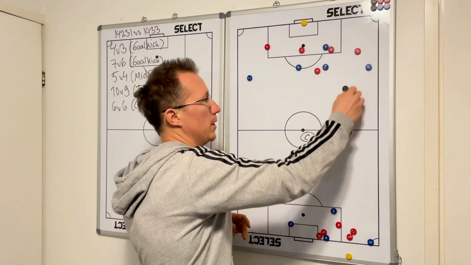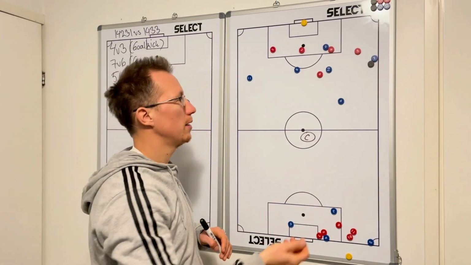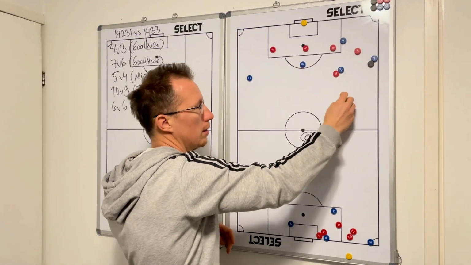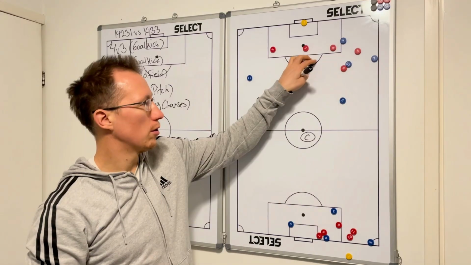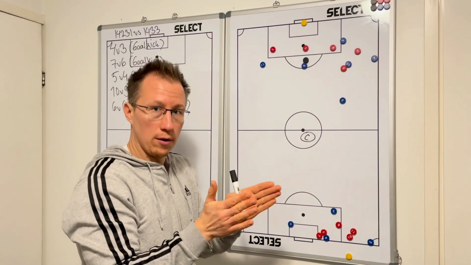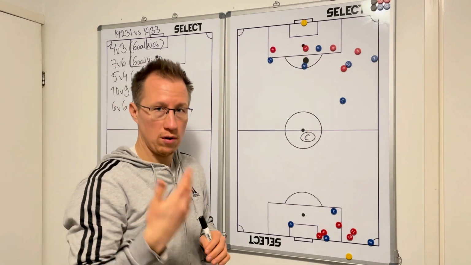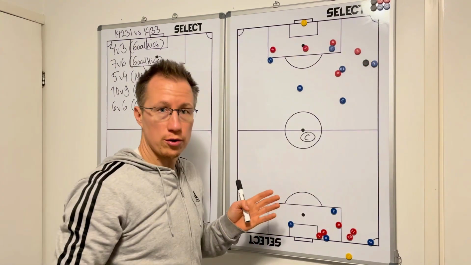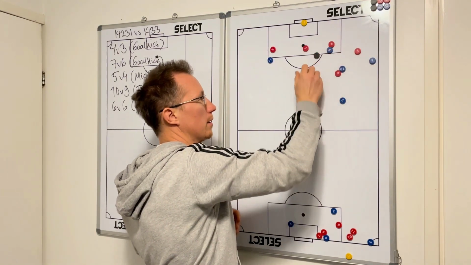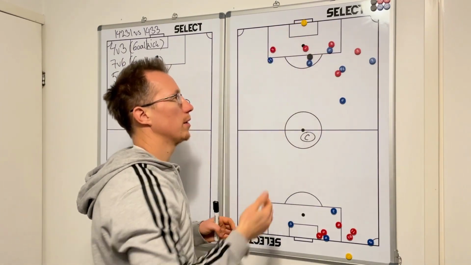Or you can use mini switches, like let's say again you have the ball on the right side. Let's say your number 10 is showing up, number 9 is making the run, and you play like a mini switch to number 8 who has pushed up. And now you are in front of the penalty box in the middle, and you can start combining or try to score from there. Or you can play switch using your striker number 9. Let's say he's showing up and you play, and number 9 is laying the ball off to number 8, and again you're in the same position.